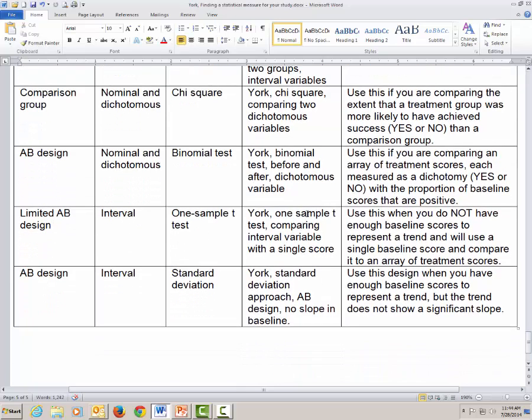The limited AB design, you're using the one sample t-test like you did before. Here is an explanation. If you're using the AB design with interval data, the standard deviation approach would be appropriate. Here's the name of that particular file for that. Use this design when you have enough baseline scores to represent a trend, but the trend does not show a significant slope. I'd say 3 or 4, I'd say 4 at least, baseline measures is appropriate for saying that you have enough data to establish a trend in your baseline.